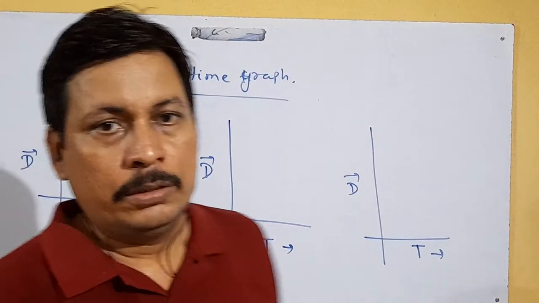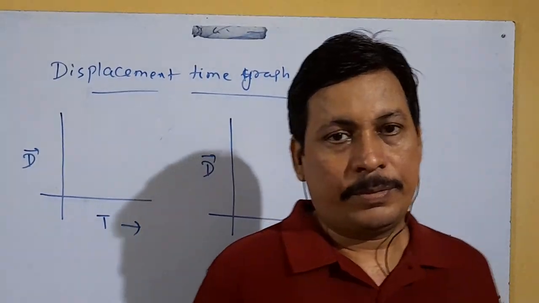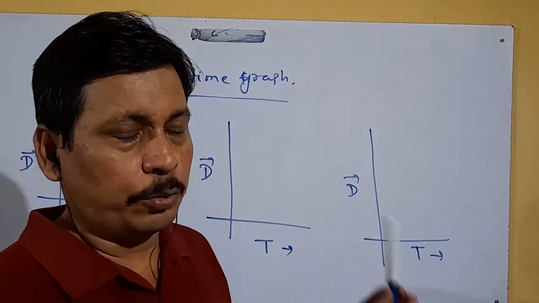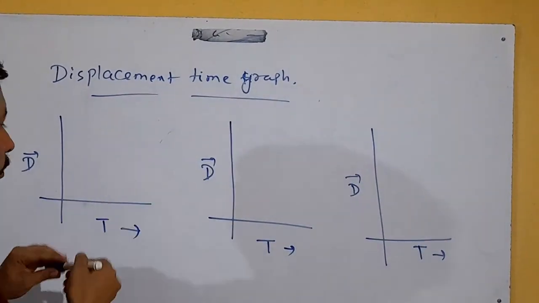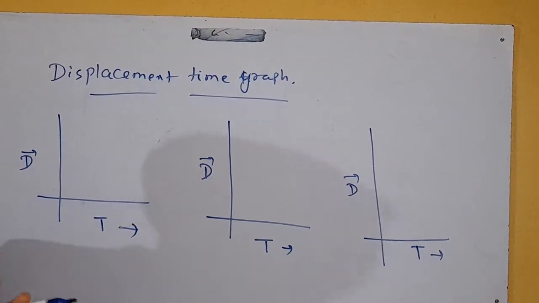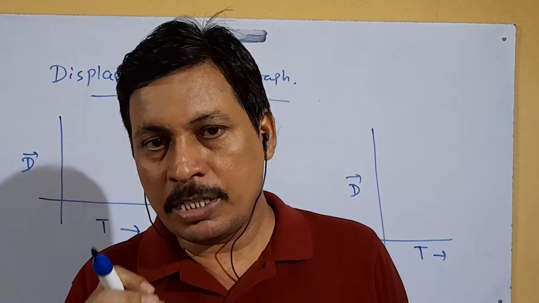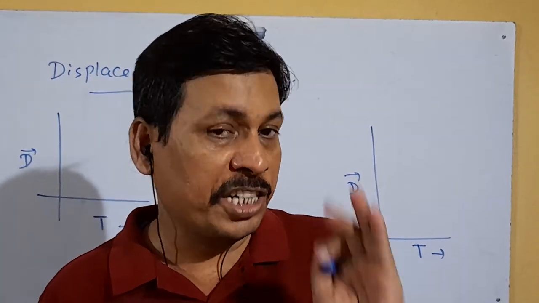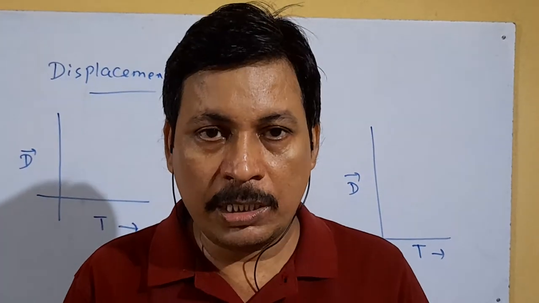Okay, today we will discuss the displacement time graph, class 9, CBSE. CBSE and ICSE both, you can understand through this picture. So, displacement time graph. You know what displacement is: the actual distance covered from one position to another position in a particular direction, or the shortest path from one position to another position.